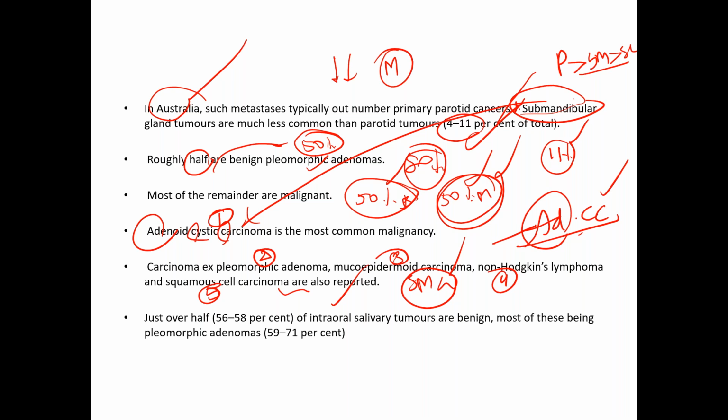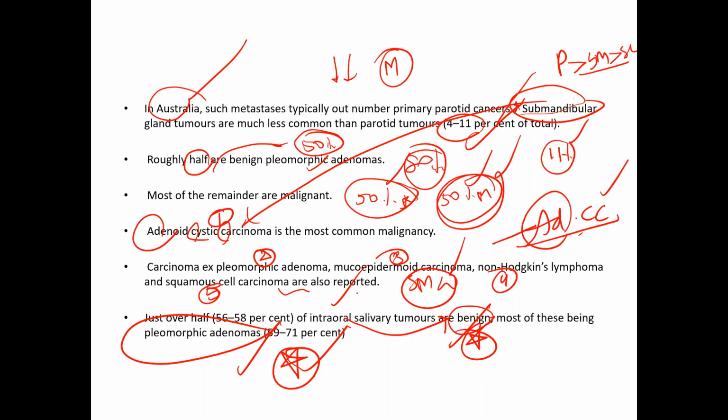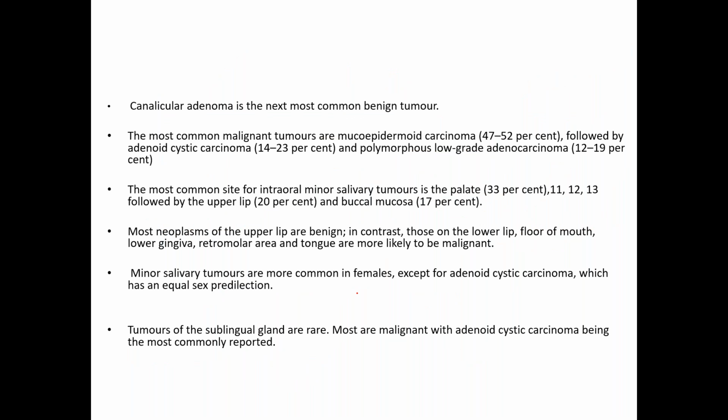Over half of the intraoral salivary gland tumors are benign, and most commonly it is pleomorphic adenoma once again. As the size decreases, the malignancy increases, but even then half are benign. Number one is pleomorphic adenoma, and number two is canalicular adenoma.